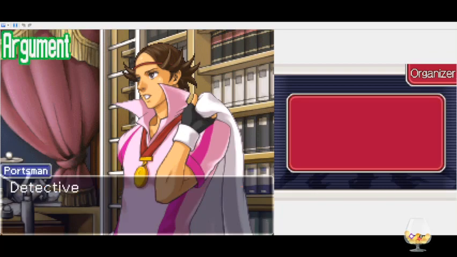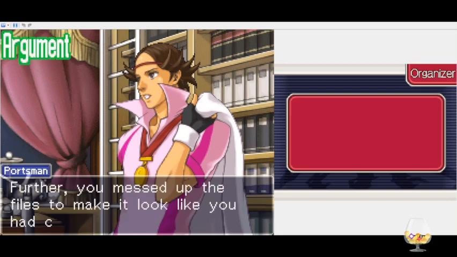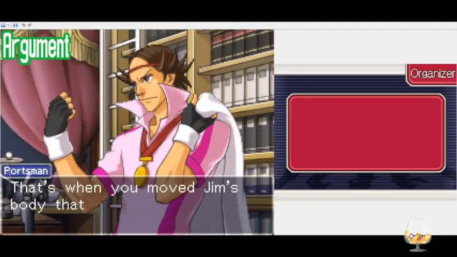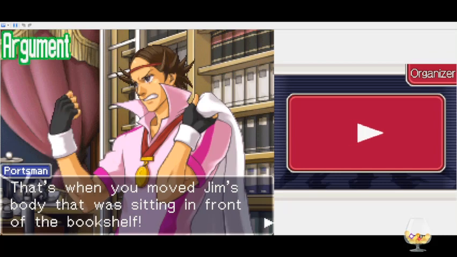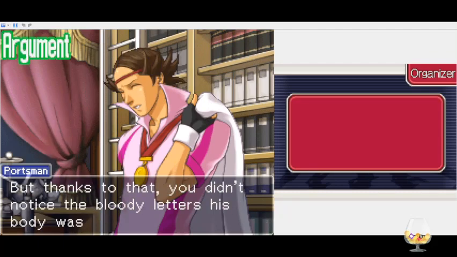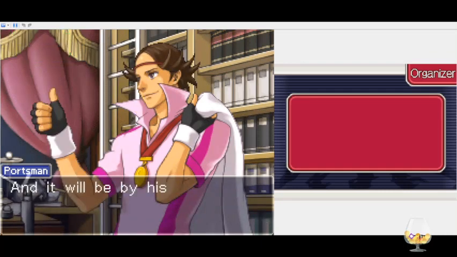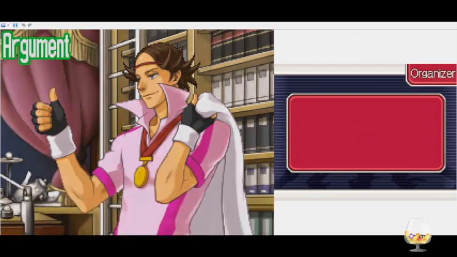Mr. Portsman's logic. Detective Gumshoe, you stole Jim's gun from him and shot him dead. Further, you messed up the files to make it look like you committed the theft instead. That's when you moved Jim's body that was sitting in front of the bookshelf. But thanks to that, you didn't notice the bloody letters his body was hiding. And it will be by his final words that you will be brought to justice.